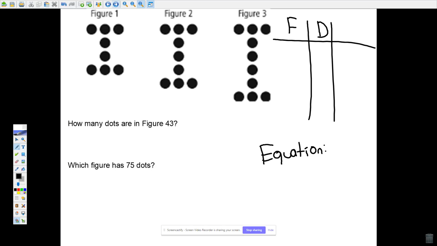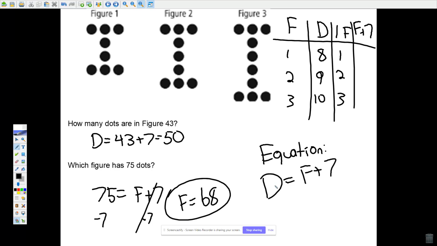Question 3, there are 3 diagrams here. I need you to fill out the table, create the equation, and then use the equation to solve these 2 questions. Please pause now. Now that you've had a chance to attempt, your equation is d equals f plus 7. The dots are going up by 1, so that was 1f, which left us with 1, 2, and 3. And to get these numbers to match the second column, we have to add 7. So our equation becomes d equals 1f plus 7.